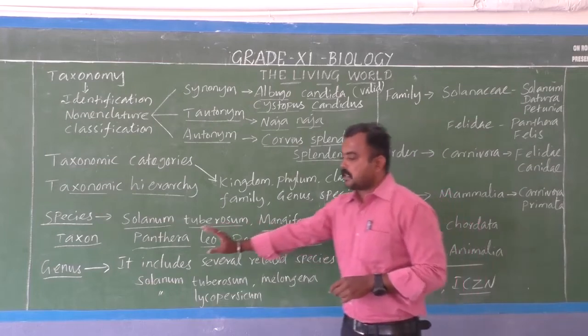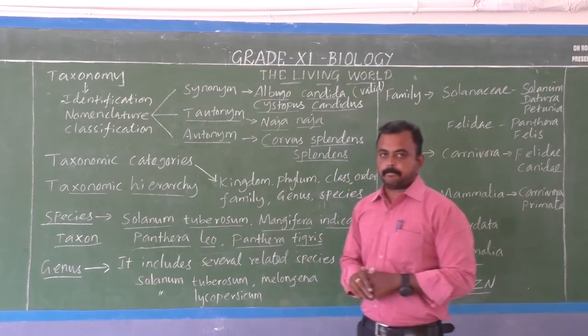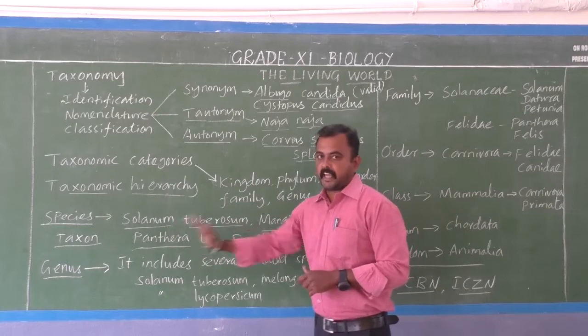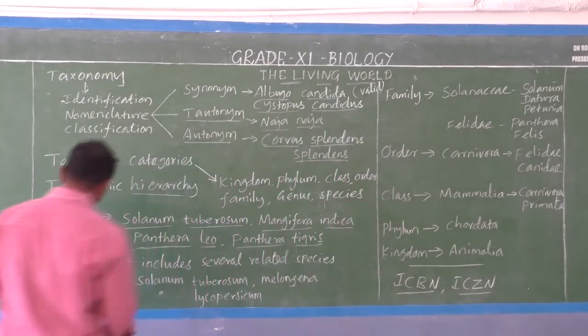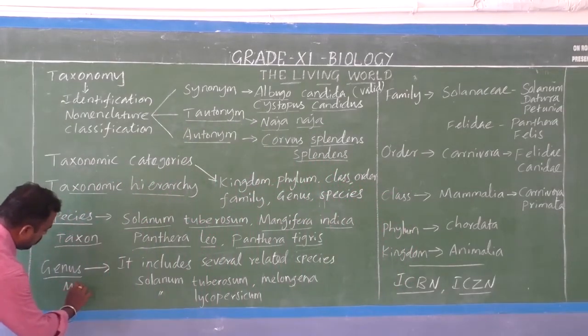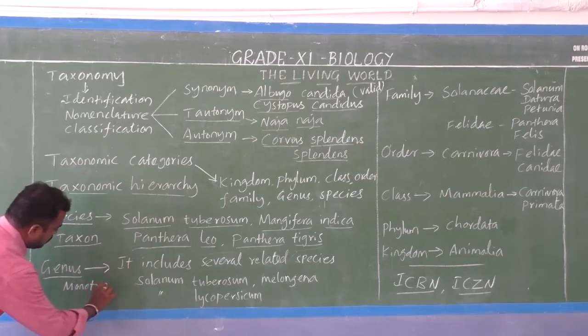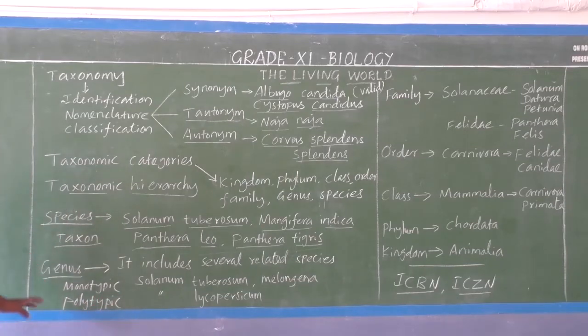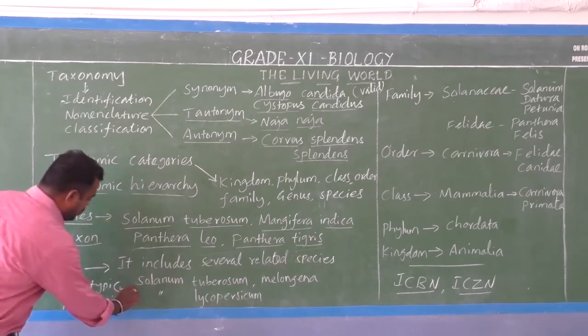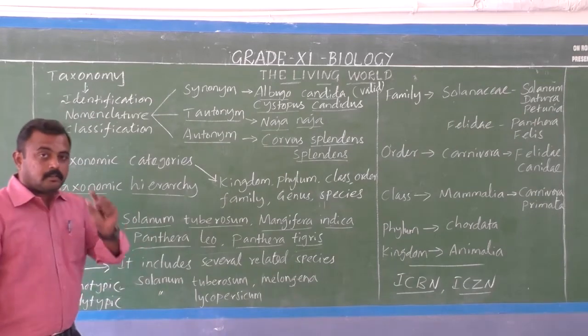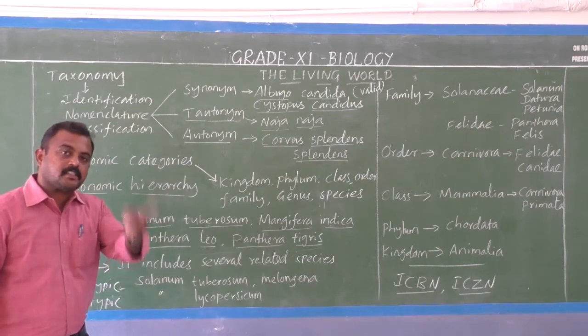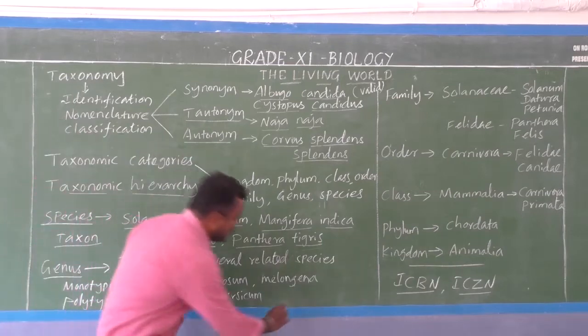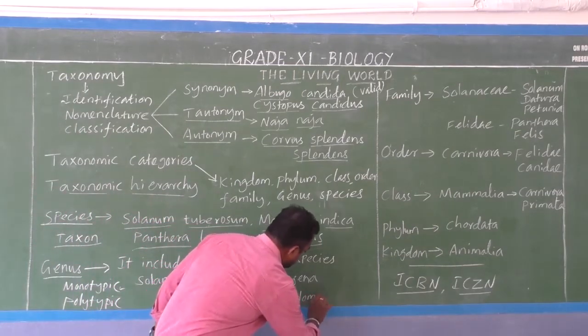Right. This is about genus. Here we have two types: monotypic and polytypic. Monotypic means the genus which consists of only one species. Example, Homo sapiens.